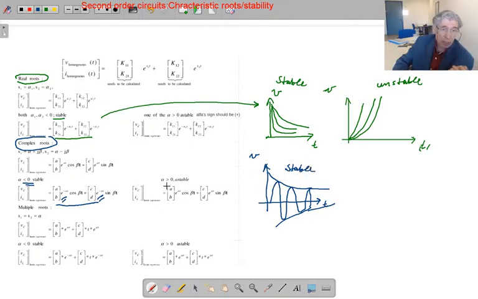If the complex characteristic root real part is positive, my homogeneous solution is going to be in this format. So this is an exponentially increasing function multiplied with a cosine function. So if we draw this function, it's going to be something like that.